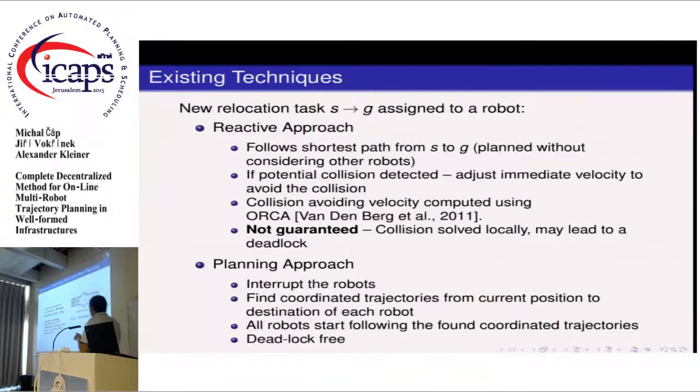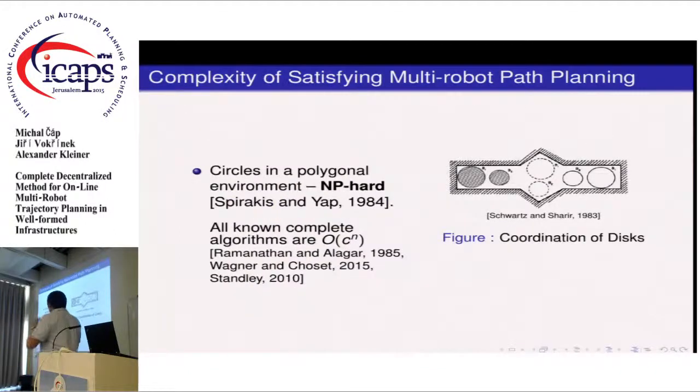Okay, one of the problems with this approach is that finding such coordinated trajectories is actually NP-hard for the case of coordinating arbitrary circles with polygonal obstacles. This is a result that has been known for a long time. It's almost 30 years old. And as you could expect, all the known algorithms have a worst-case complexity that is exponential in the number of robots. So that's the problem with planning, that it can be actually intractable to compute those coordinated trajectories.